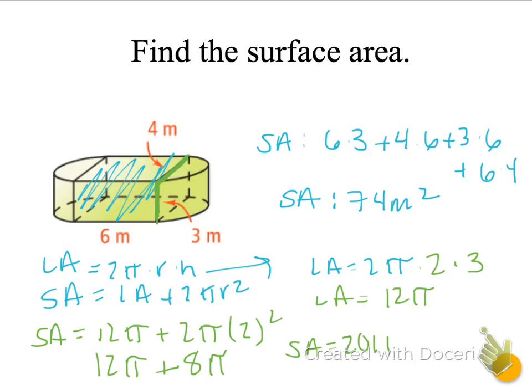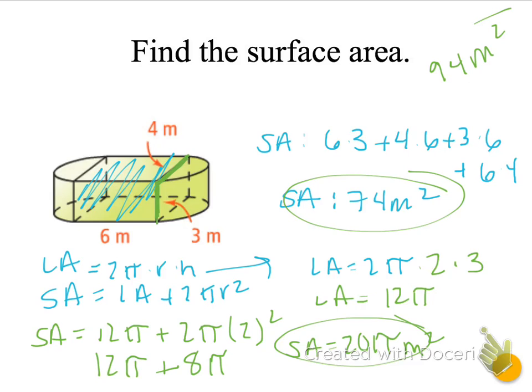And now we need to add them together. So both of our surface areas, we should get a total of 94 meters squared.